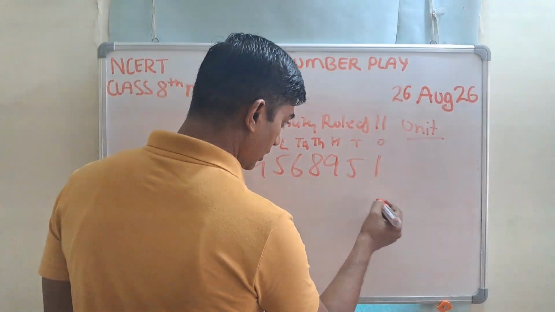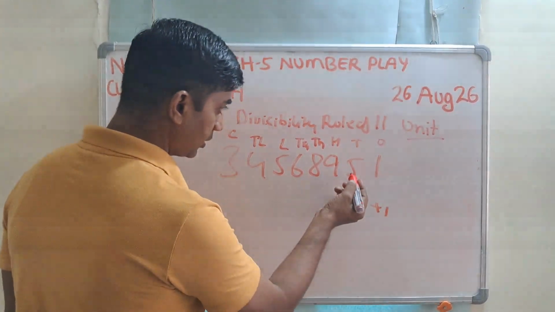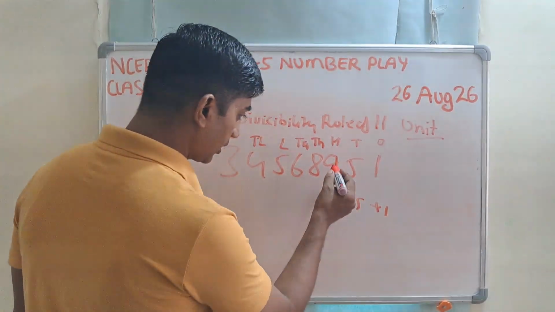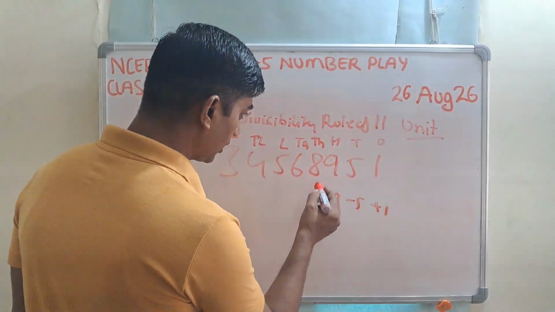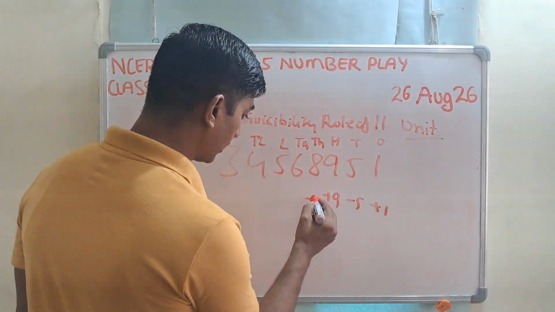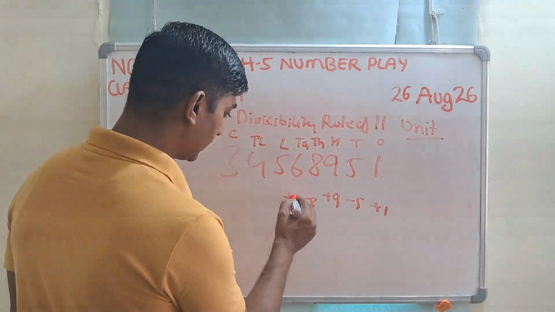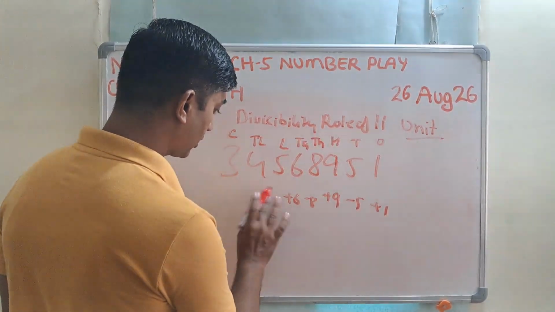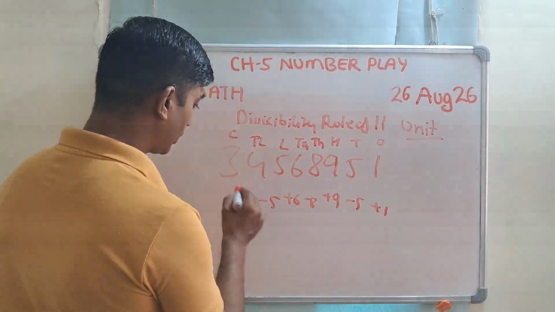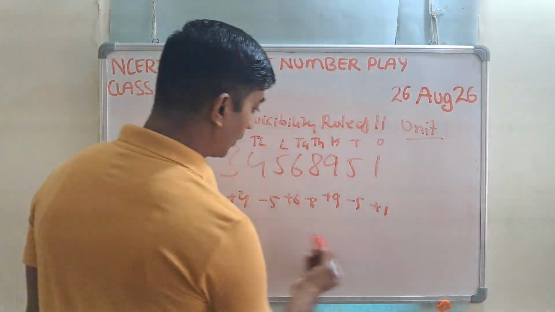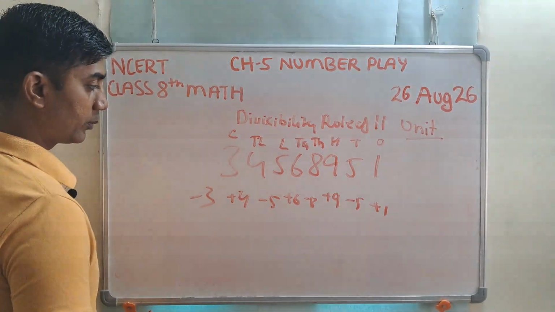This is 1, we have to add plus 1. This is tens, we have to minus 5. Then this is plus 9. Then this is minus 8. Now this is plus 6. This is minus 5. Now this is plus 4 and this is minus 3. Now we have to apply this. Understood?